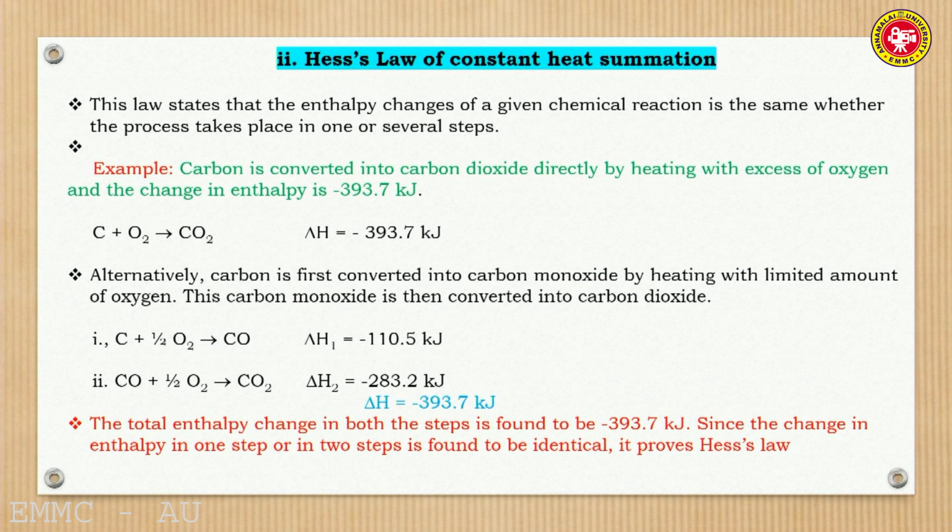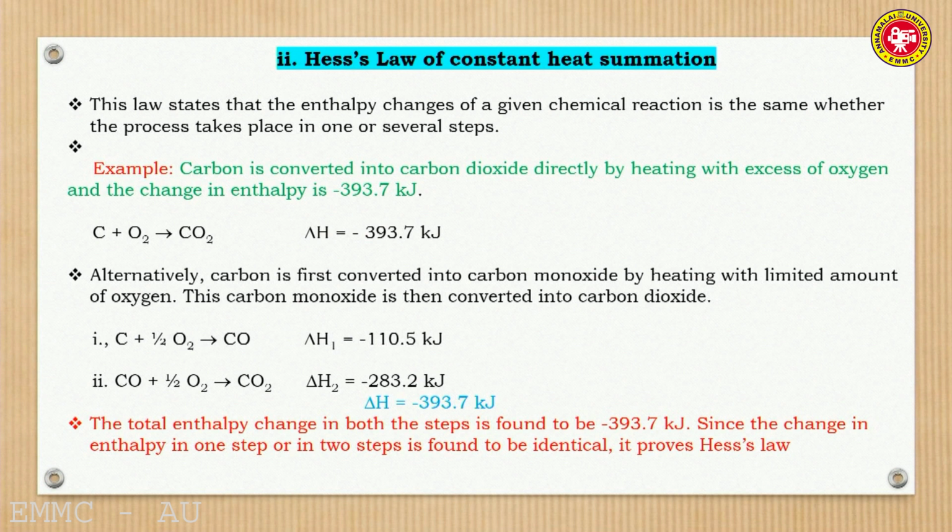Hess's law of constant heat summation. This law states that the enthalpy change of a given chemical reaction is the same whether the process takes place in one step or several steps. Example: carbon is converted into carbon dioxide directly by heating with excess oxygen, and the change in enthalpy is minus 393.7 kilojoule.